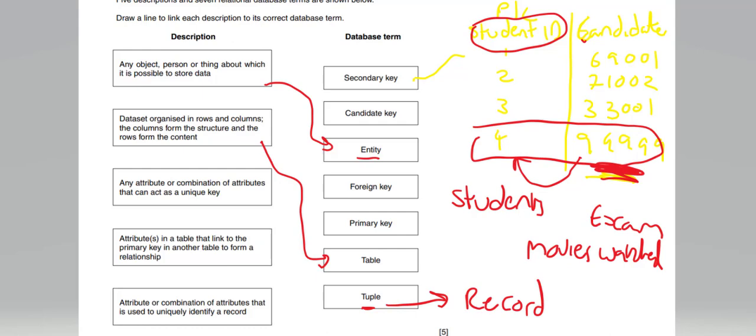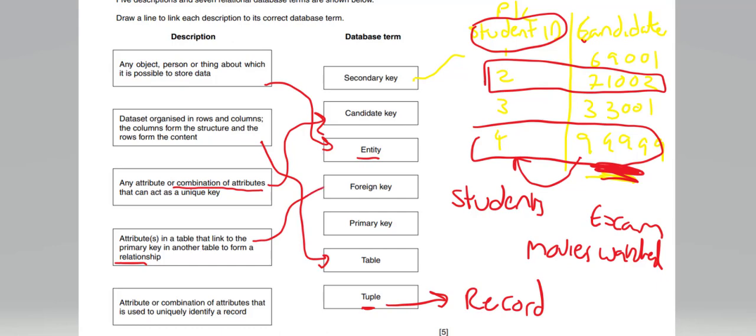Okay, any attribute or combination of attributes that can act as a unique key. So the very fact that we've got a combination of attributes means we can use this as a candidate key. What's another name for a candidate key? You've learnt about it? Compound. Okay. Attributes in a table that link to the primary key in another table to form a relationship. To form a relationship, we need foreign keys.